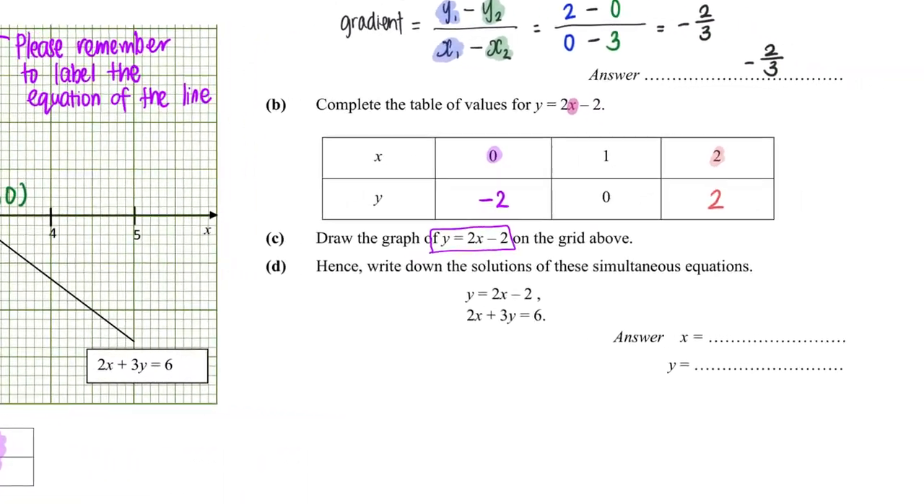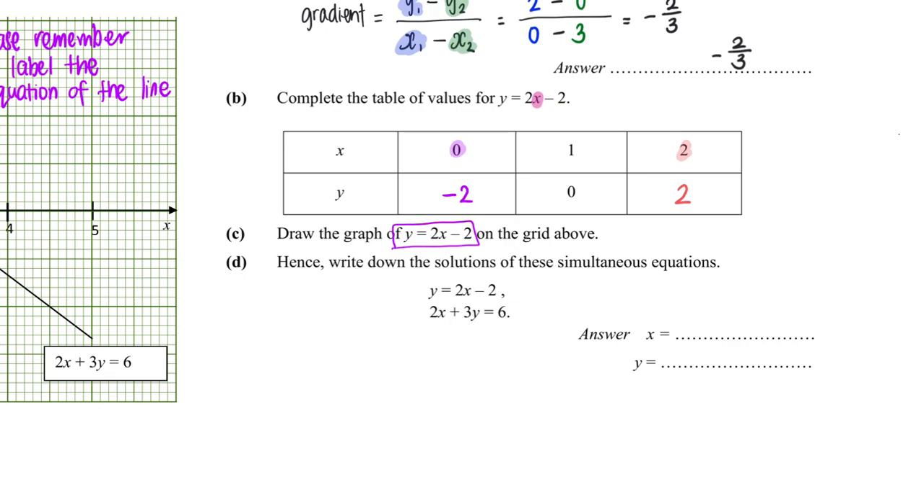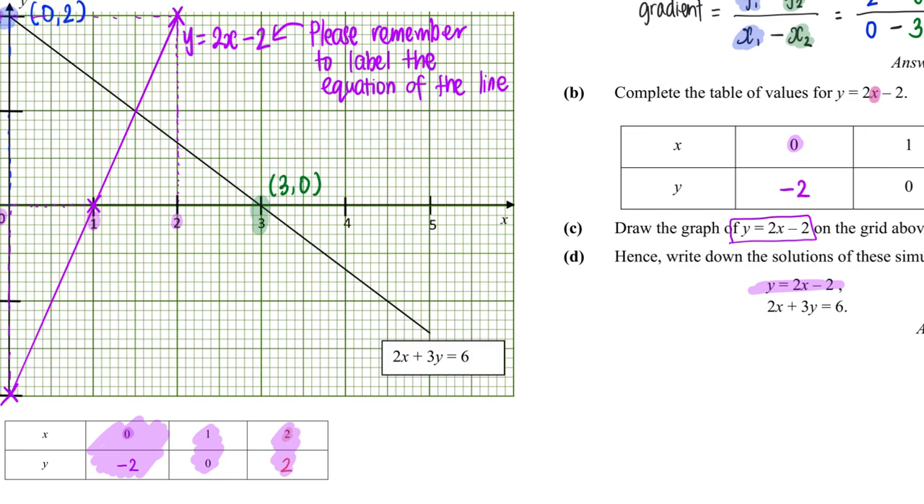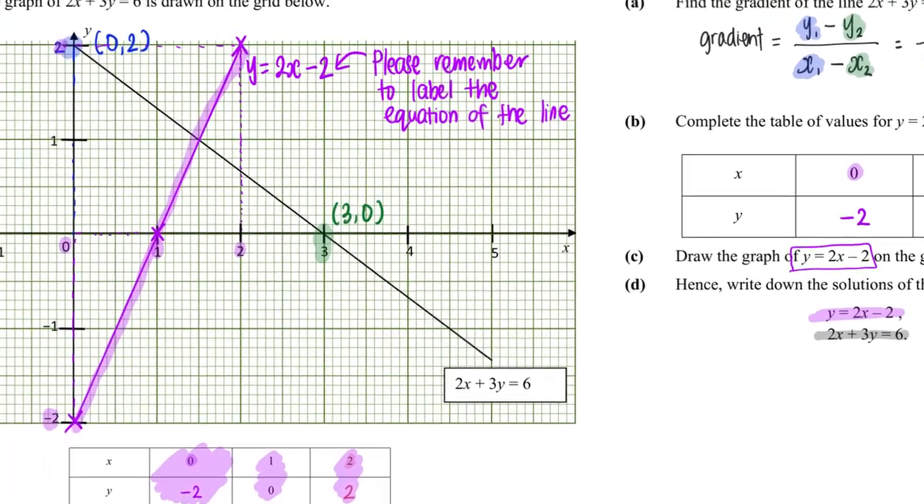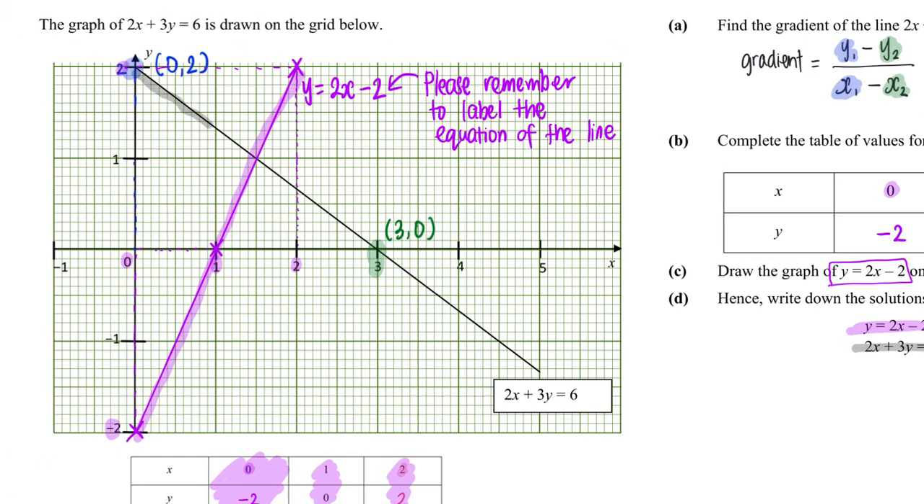Part D. Hence, write down the solution for the equation here. Please see that we actually draw these two lines. Yeah, this is my purple line. And this line is actually given. So where do you think is the answer for this particular simultaneous equation? Brilliant! It's this point here. The point where they intersect each other.